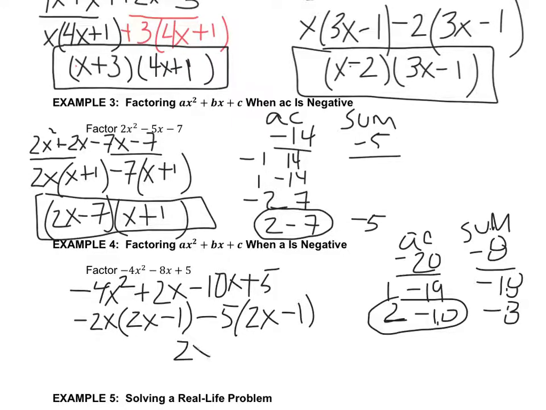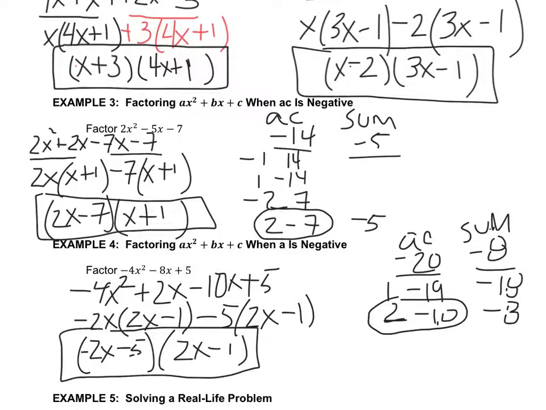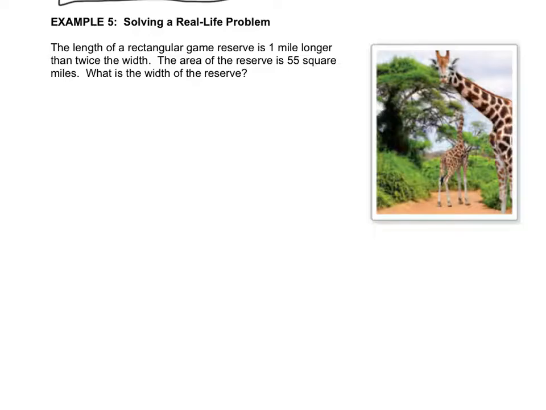So that then becomes one of my binomials from the double bubble, and the other one becomes the negative 2x minus 5. And again, a FOIL check would verify that that does work to give us back to where we started. So negative 2x minus 5 times 2x minus 1 is the factored form of negative 4x squared minus 8x plus 5. So next we have a real-life problem that we're working on.